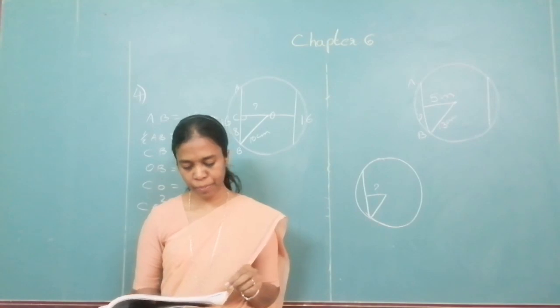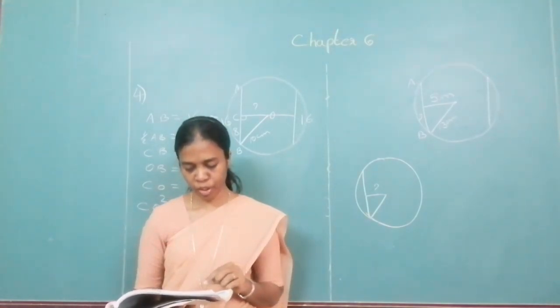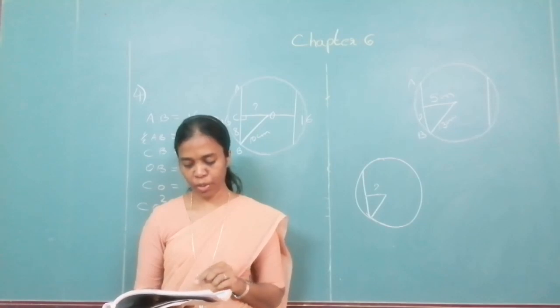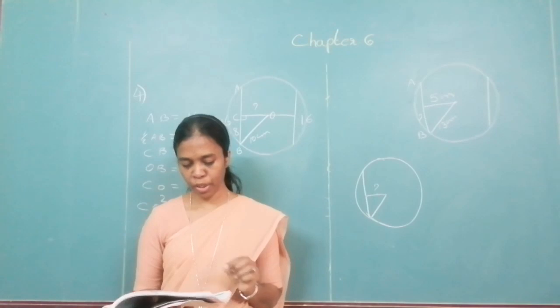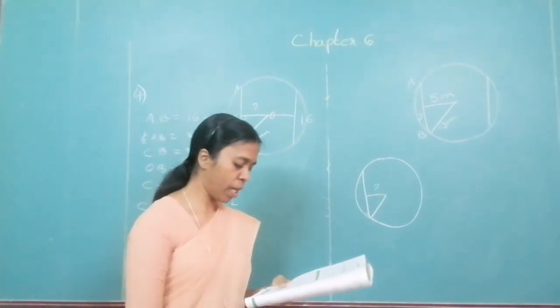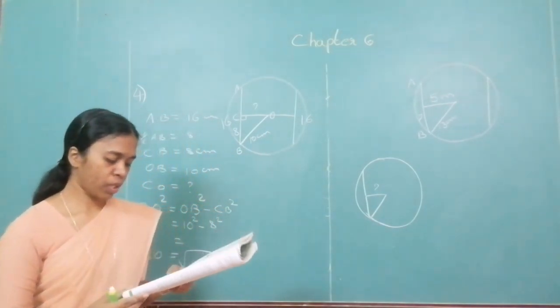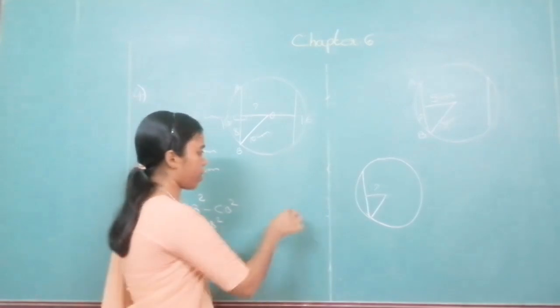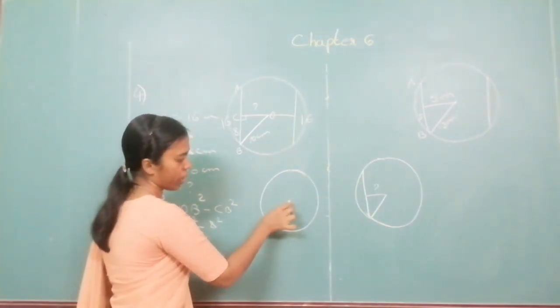Question number 6. Radius of a circle with center O is 4 centimeter. If length OP is 4.2 centimeter, where will point P lie? Okay. What is given to you? Radius of the circle with center O is 4 centimeter. You have a circle. Okay. This is the center O.